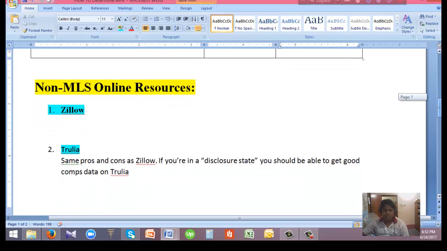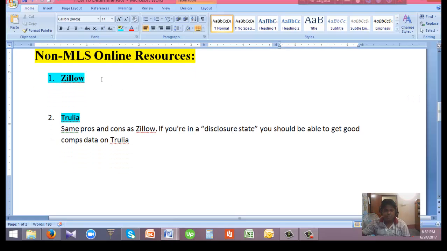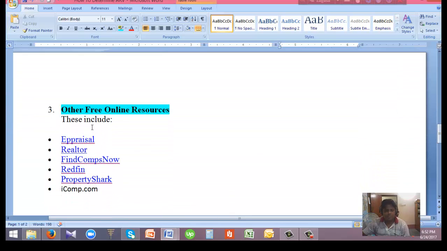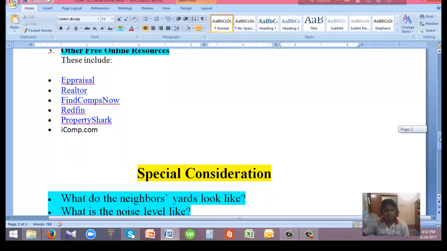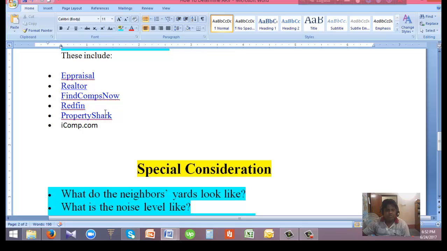And we will collect the sold property list from Zillow, which is very common. And again, we can run the sold search for sold properties near our subject property address from Trulia. Then come the other online systems like appraisal.com, Realtor, Redfin, Property Shark, iComps, etc.